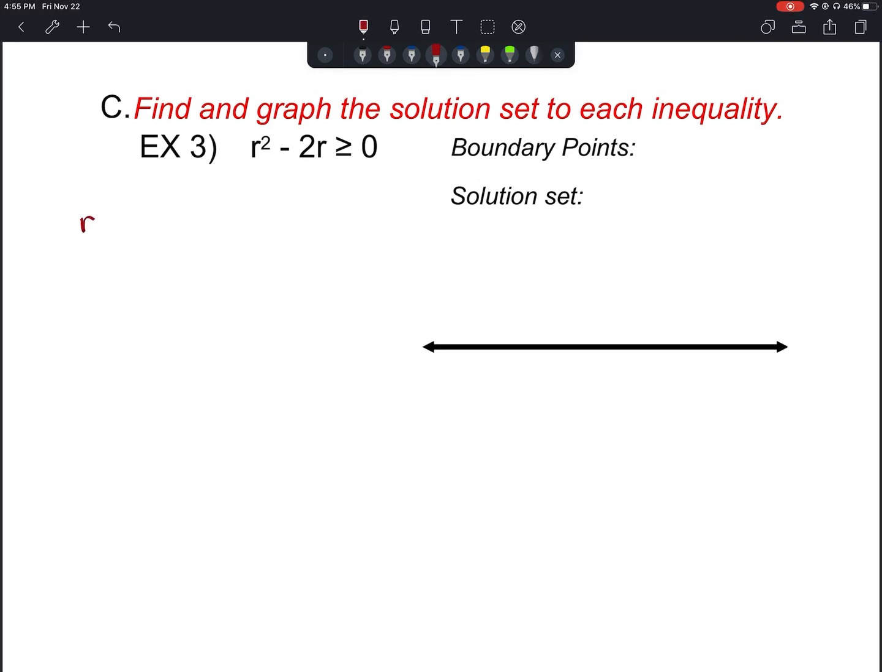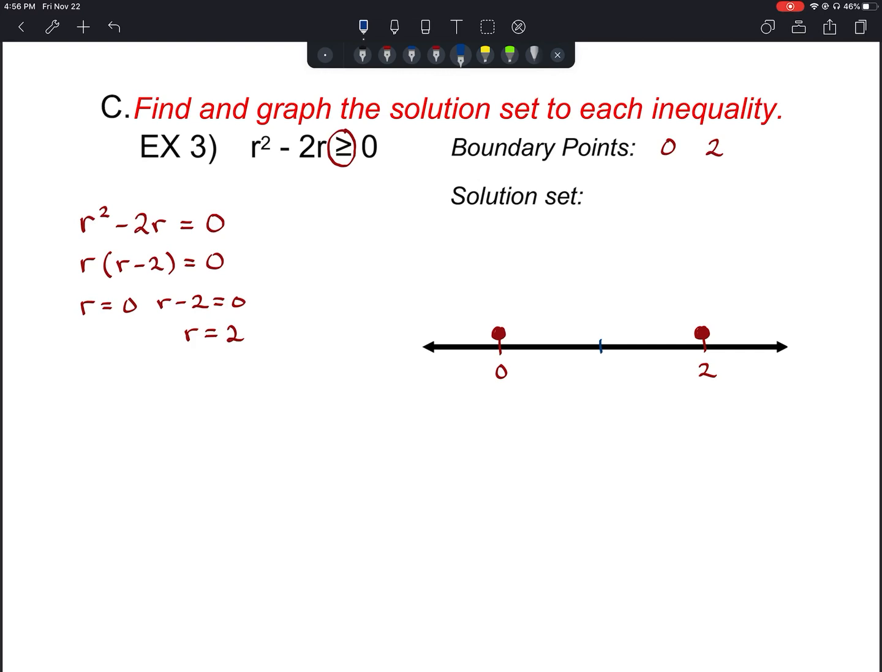With the third one here, let's do the same thing we've already done. Set it equal to 0 first. Then we will factor this one. So we'll have r times the quantity of r minus 2 equals 0. Our boundary points are going to be 0 and 2. We'll list those up here, and plot them on our number line. Make sure you put the lesser value on the left, the greater value on the right. Since this one is greater than or equal to, we'll put a closed circle, since when we plug in 0, that will make it true, and 2 will also make the statement true.